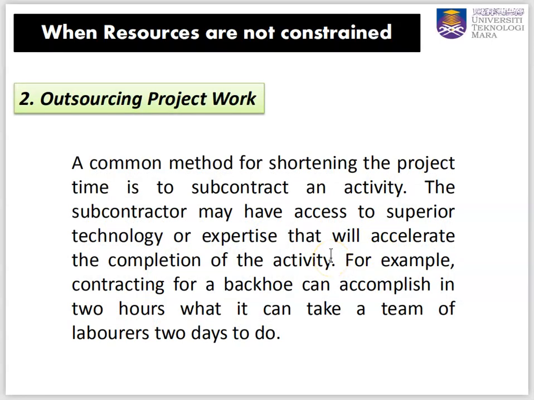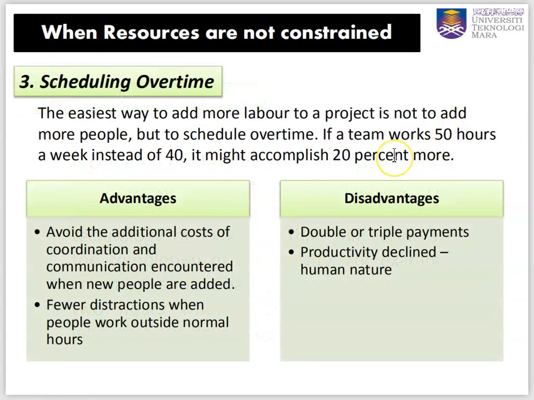Outsourcing project work means that we have no budget constraint, so we can hire other people to do the project work concurrently, in parallel to our current project. This is what we call subcontracting activities. Scheduling overtime: because resources are not a constraint, we can pay overtime to our team workers, the team members.